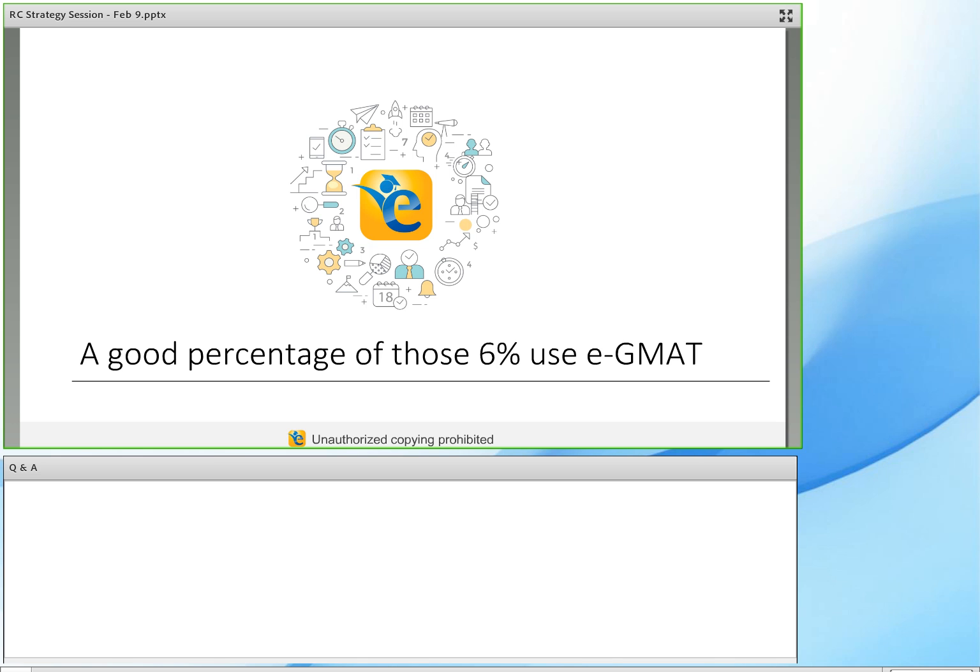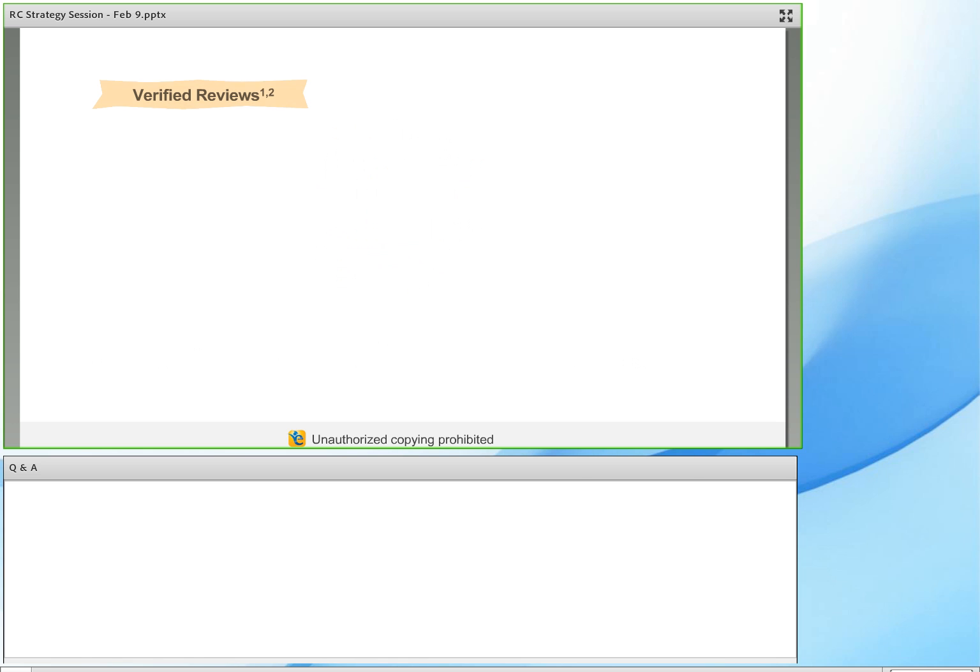So what is it that people who get to those scores do? A good number of them use e-GMAT. Why do we say that? When you look at data on key forums, which are GMAT Club and Beat the GMAT, you're going to come to a very similar conclusion.